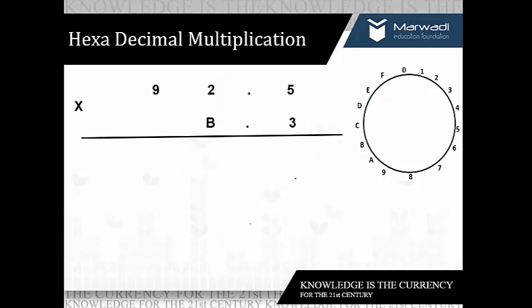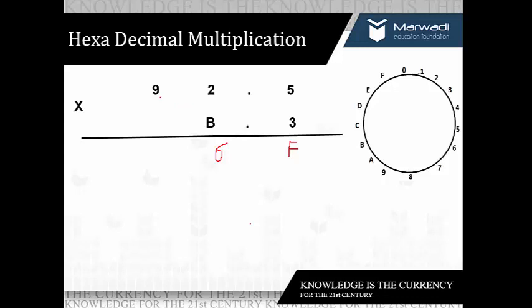Okay, now we will be moving forward to hexadecimal multiplication. The procedure remains the same as in the decimal number system. 5 into 3 is equivalent to 15, which is nothing but F. 3 into 2 is equal to 6.